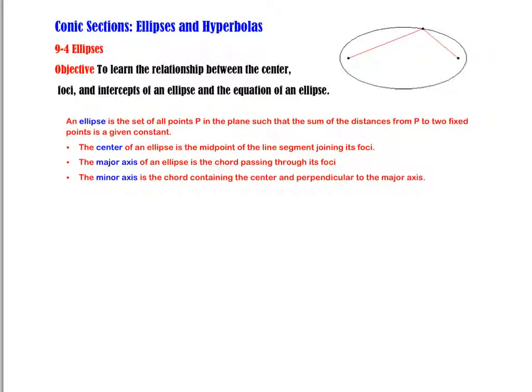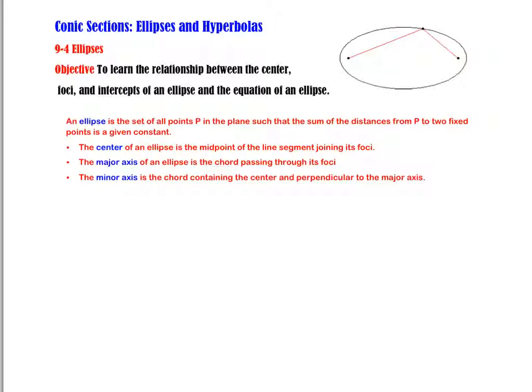In lesson 9.4, we are going to be learning how to graph ellipses. So you can see the objective. We're going to learn about a couple specific features. That is the center, the foci, and the intercepts of an ellipse. And we'll also talk about the general equation. So first of all, what is an ellipse?